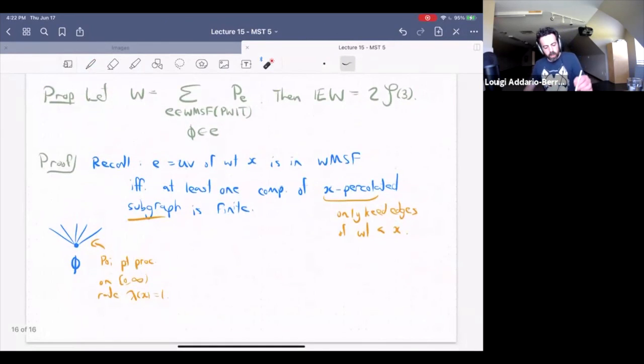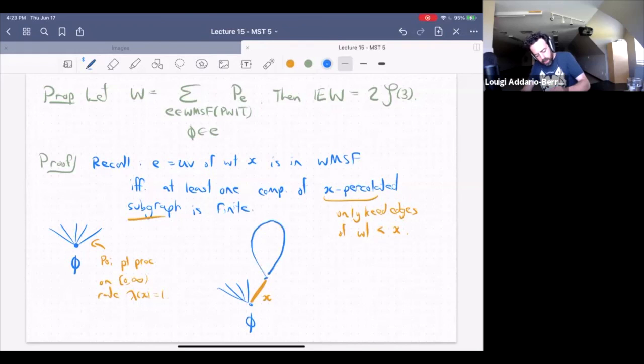Okay, so let's think about what this means now. What are the odds that, if an edge comes along in the PWIT and it has weight x, what happens if we look at the x percolated subgraph? Here's this vertex v. If you look at the subtree rooted at v consisting of only edges of weight at most x, the child edges are weighted by a Poisson process. So the number of children of weight at most x is just Poisson with mean x. And then each of those children likewise has a Poisson mean x number of children of weight at most x.